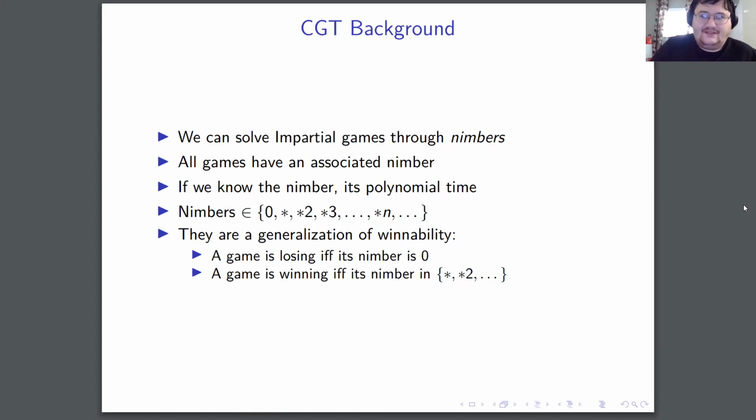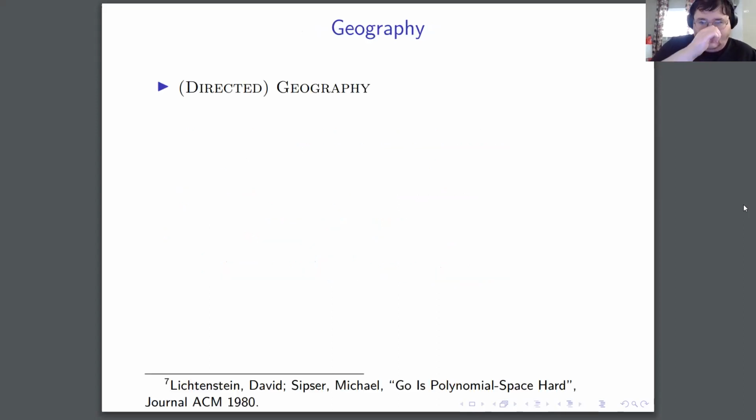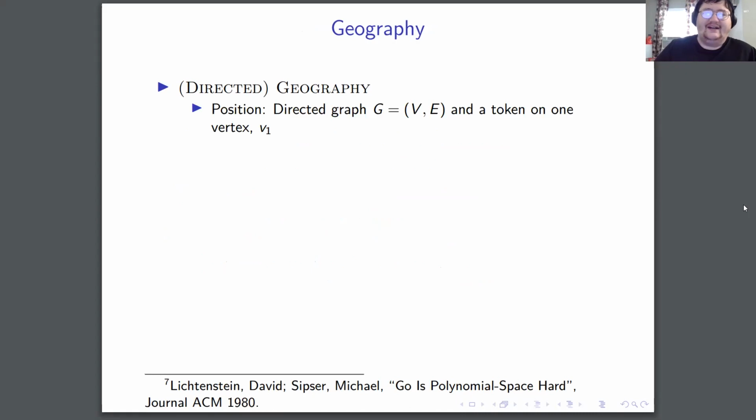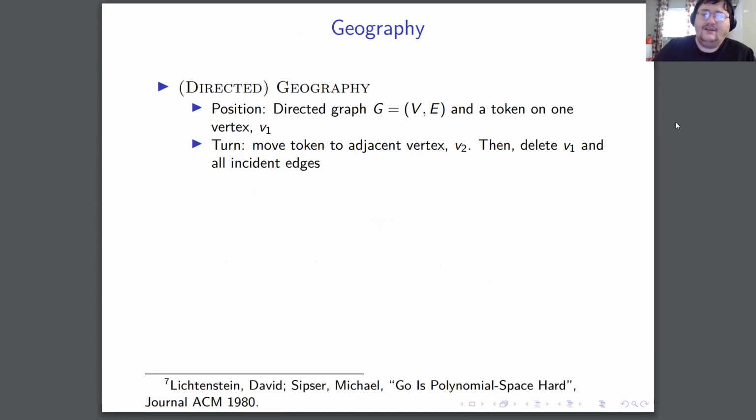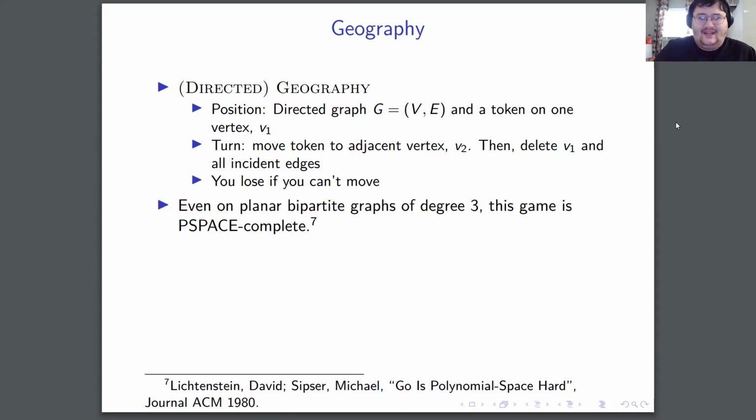Obviously, there's a lot more to this, but we don't have time to go through the full intricacies of how it works. Now I want to talk a bit about geography, which is helpful for our result. The game called geography is played on a directed graph, and there's a token on some vertex. Then the players alternate turns, taking the token, moving it to another vertex, and deleting the vertex it came from. The game ends when you can't move, and if you can't move, you lose. Very simple graph game.